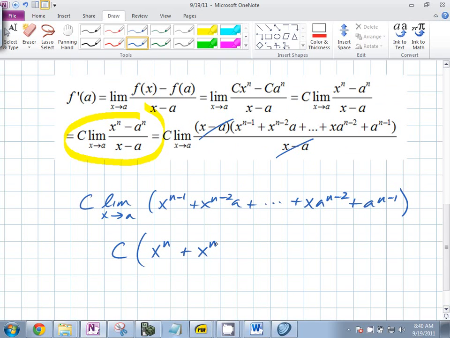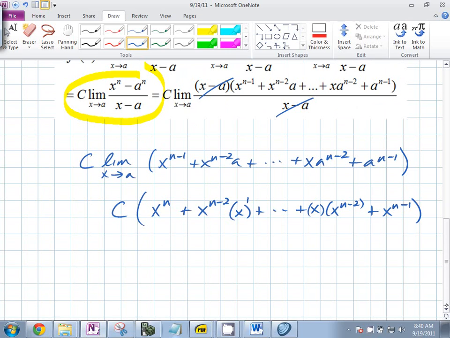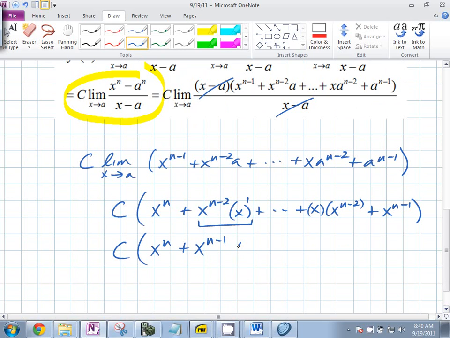So we end up with c times x to the n minus 1 plus x to the n minus 2 times x, plus x times x to the n minus 2, plus x to the n minus 1. I haven't simplified it yet. What do those all become? x to the n minus 1. What does this become? x to the n minus 1. And what does this one become right here? x to the n minus 1. And the last one already is x to the n minus 1.